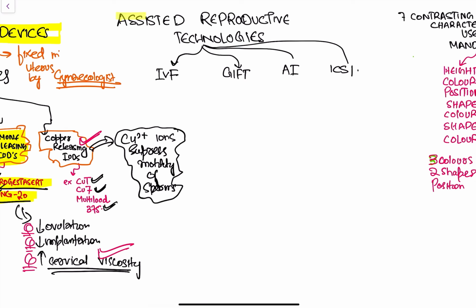Then I have selected these assisted reproductive technologies. Again, from reproductive health, very important. We have four technologies. IVF, which is called in vitro fertilization.